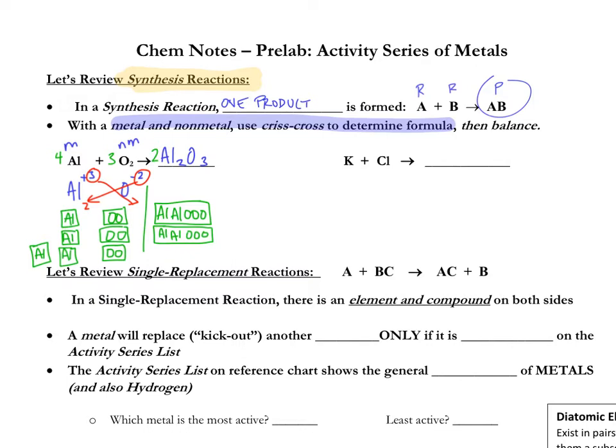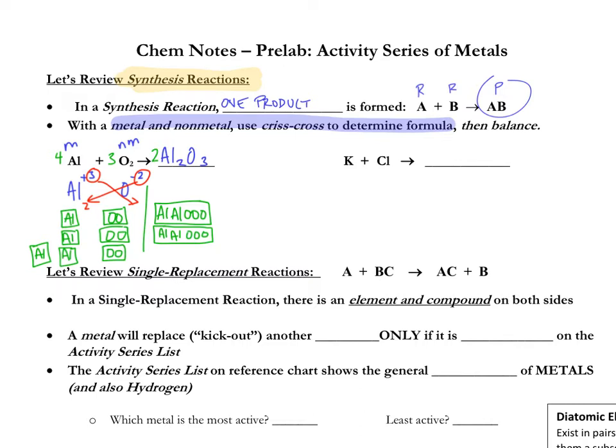So now I'd like you to take a moment to try the one on the right. I want you to try this one, potassium plus chlorine. See if you can identify what the product would be. I'll give you a few minutes to work on that. Go ahead and pause the video, and when you're ready, you can unpause the video, and I'll share the answers with you.